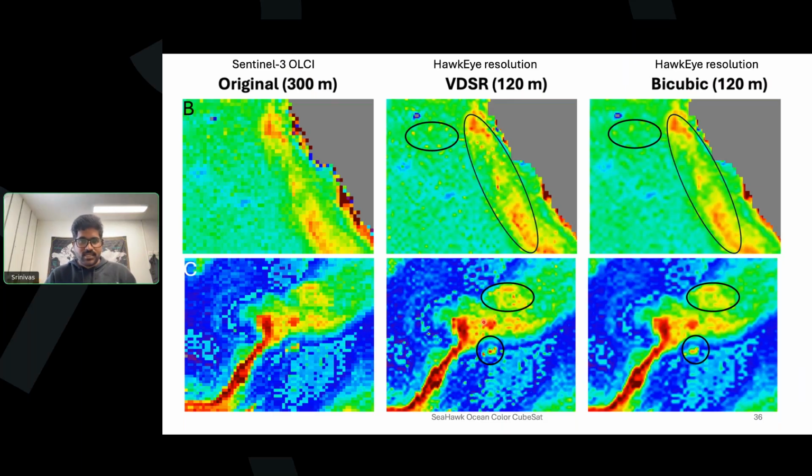Hawkeye's data at 120 meter resolution is used for the development of this model, and we are going to submit this soon to a journal. This model can transform the low resolution 300 meter OLCI data to 120 meter high spatial resolution data, which is extremely useful for continuous monitoring and high spatial resolution data.